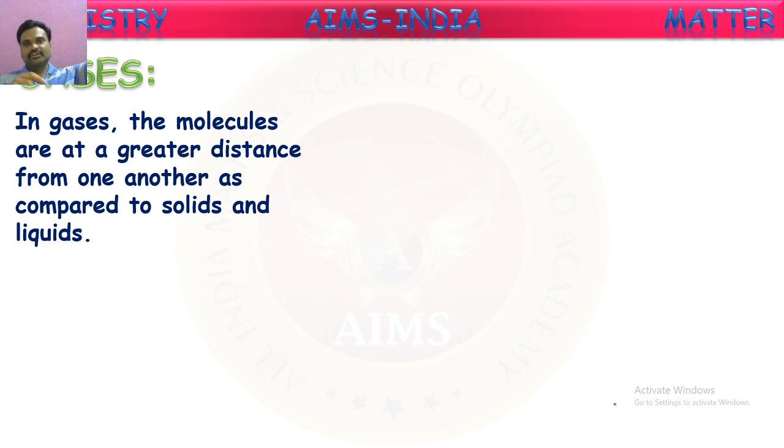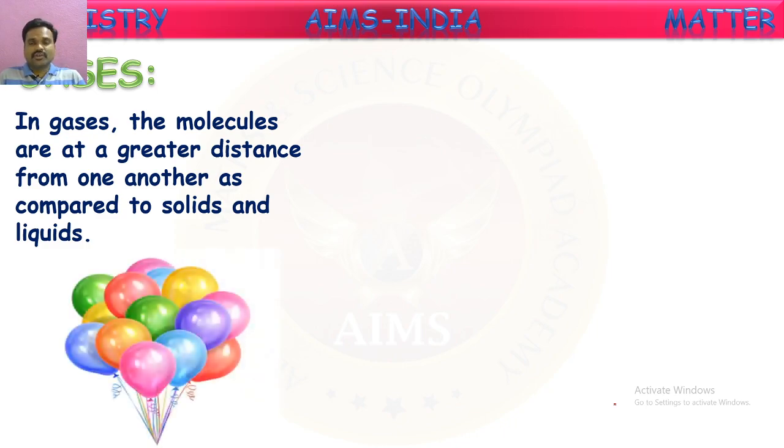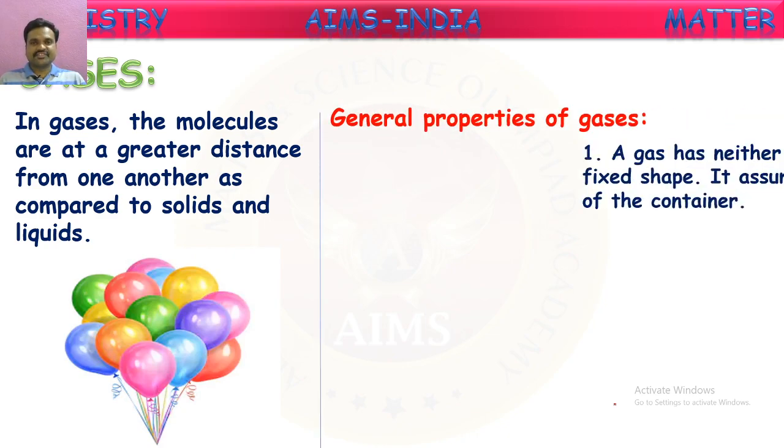If one molecule is here, another is somewhere else, and another is somewhere else. There is no attraction between the molecules in gases. They can move in any direction. So here you can see these balloons are filled with gases. Now, what are the general properties of these gases based upon the arrangement of molecules? Let us see those. General properties of gases.